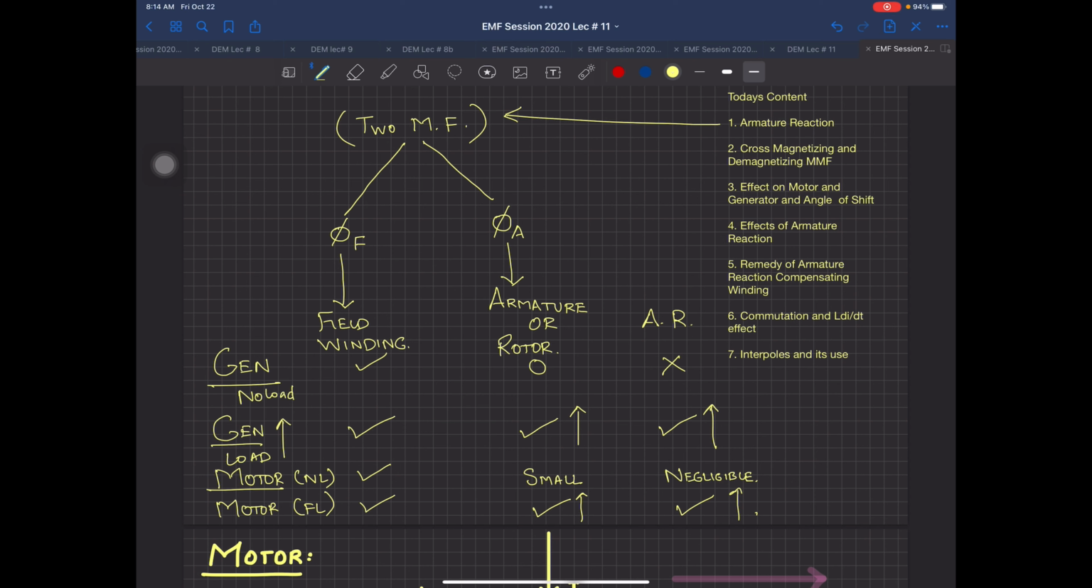There are many questions asked, maybe in your viva, in your lab, or as a short question in your papers or midterm finals, that armature reaction takes place when. This table tells you that if a generator is unloaded, then it's practically not existent. And if a motor's no load current is significantly small, then the armature reaction is going to be negligible. But if the motor is at full load condition, then you are going to have a lot of armature reaction. Now what is this armature reaction and physically how does it take place?